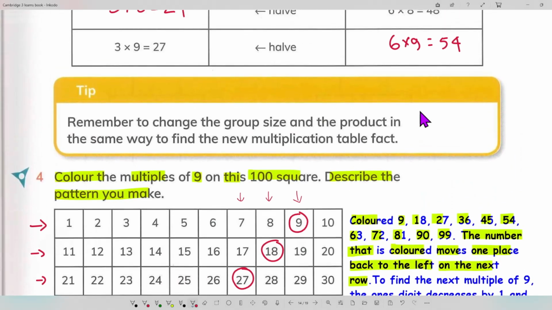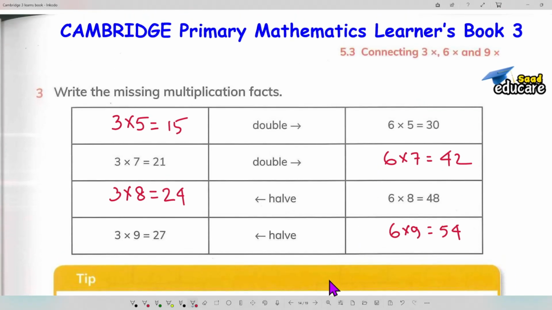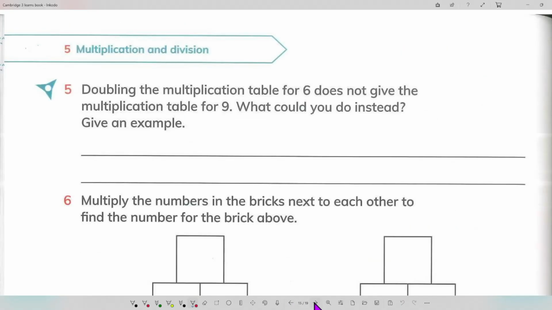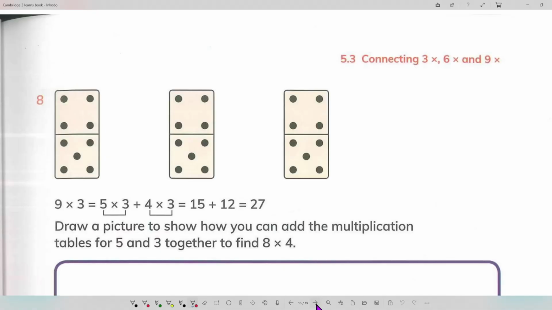So no more today. In this video I tried to solve 1 to 4 of exercise 5.3. In the next video we will start in the same exercise from question 5, and we will try to finish this chapter by the next video.